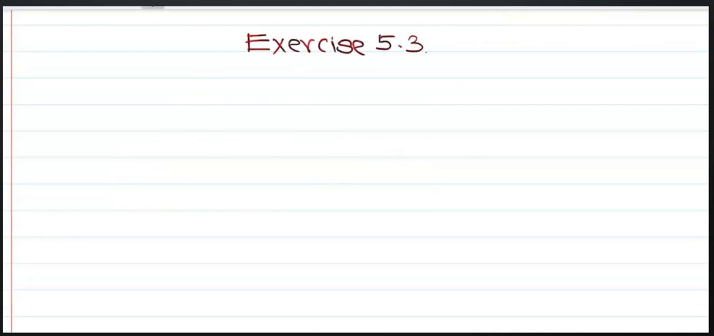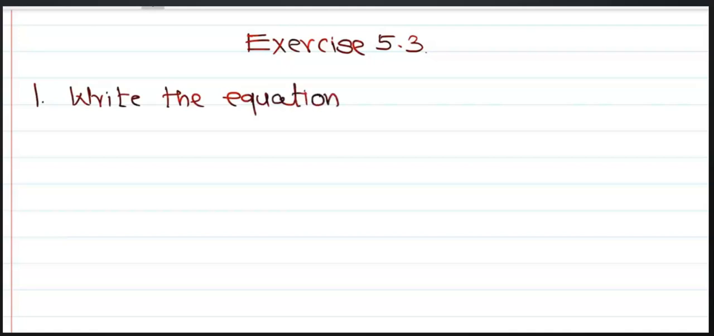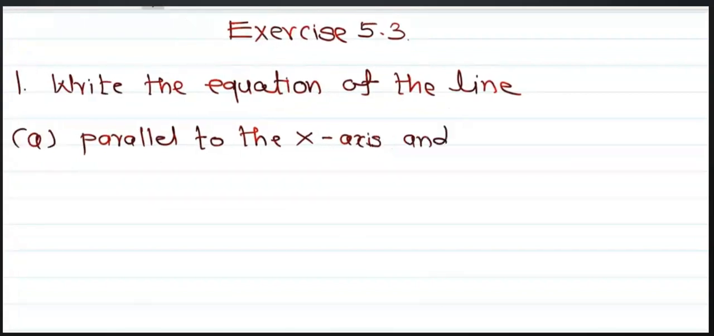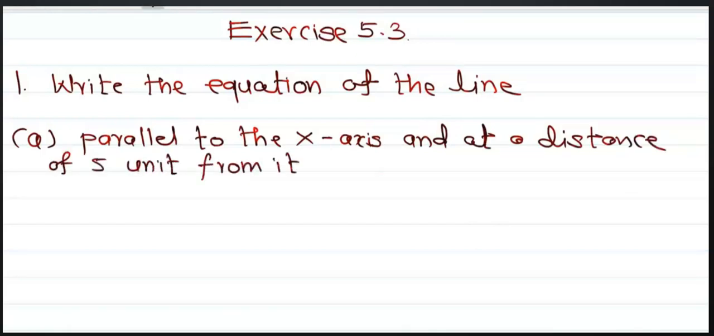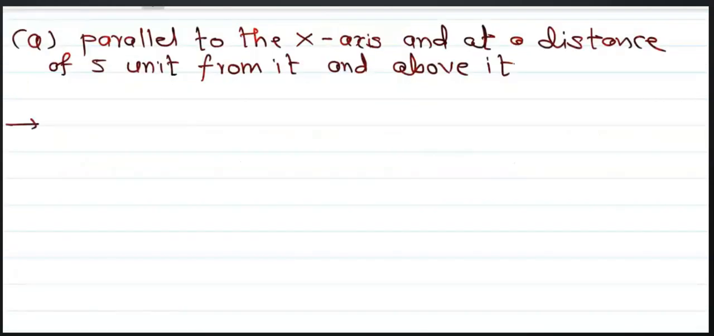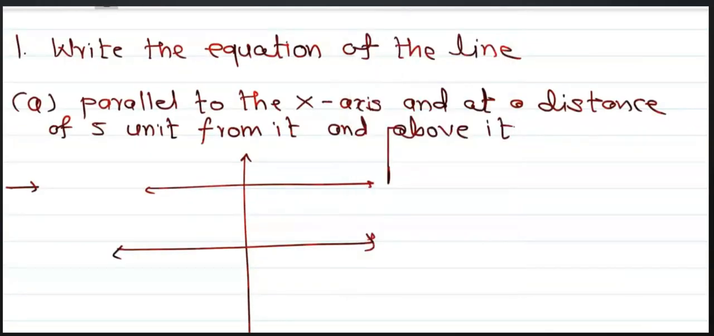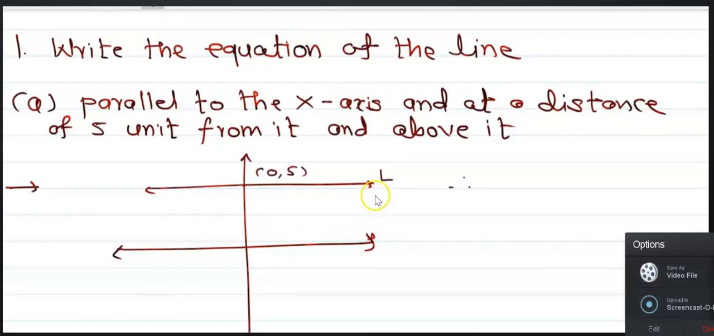Now we'll start exercise 5.3. Write the equation of the line parallel to x-axis and at a distance of 5 units from it and above it. Now see this, the question is important. We want to find out the equation of this line L. It's parallel to x-axis, which is at a distance of 5 units above it.